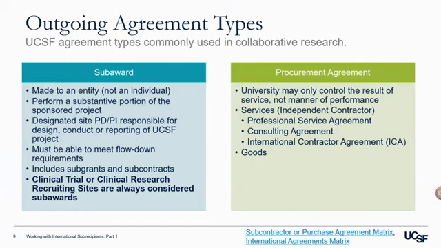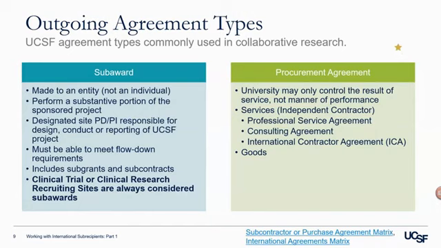So a subaward is an agreement between the university and another entity, not an individual, to perform a substantive portion of the project. The subaward principal investigator is responsible for the design, conduct, or reporting of the UCSF project and must be able to meet flow down requirements of the prime award. It includes subgrants and subcontracts.